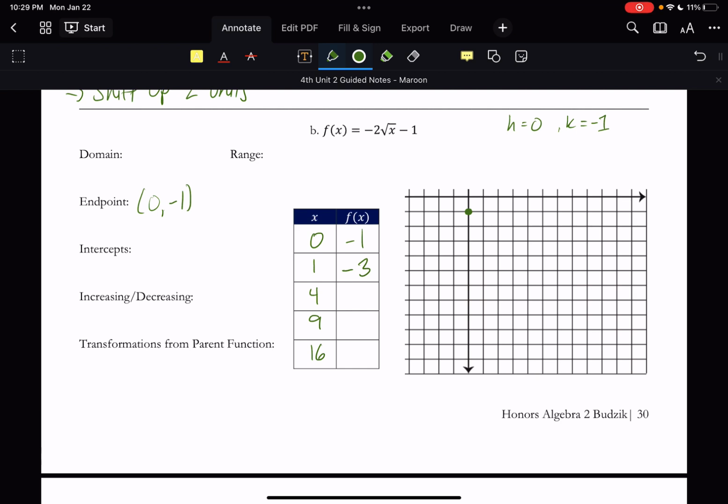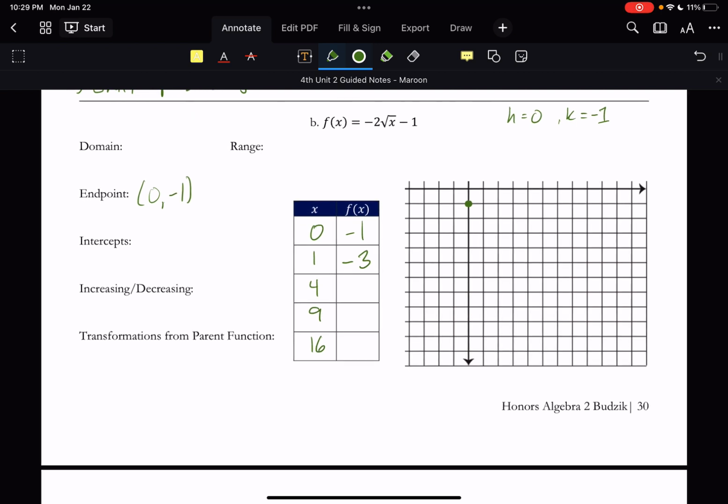-2 times the square root of 4, which is 2. -2 times 2 is -4. Minus 1 is -5. -2 times the square root of 9, which is 3. So that gets me -6 minus 1 is -7. And then -2 times the square root of 16, which is 4. So -2 times 4 is -8. -8 minus 1 is -9.